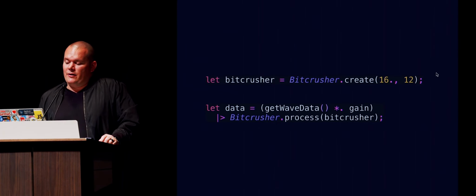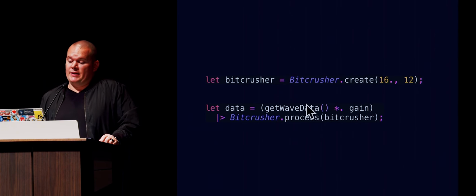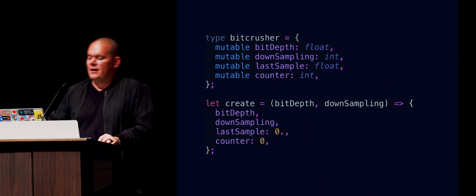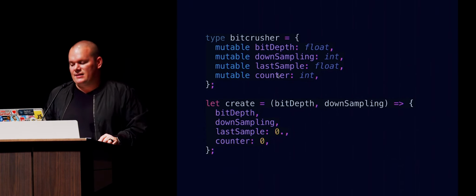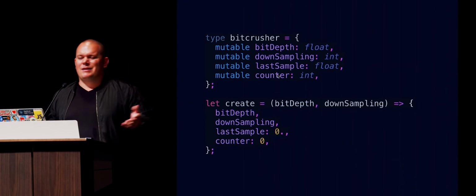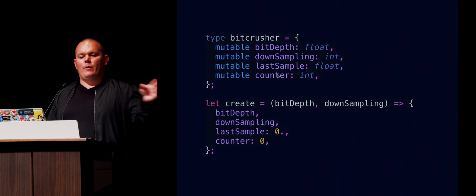Yeah, so here we can create this bit crusher. We get our data here, times it by the gain, and then what's really cool is you can just pipe it into this bit crush process method here. If we're going to create a bit crusher, we're going to get our bit depth, our downsampling, our last sample, and the counter, which is all the other stuff we're keeping track of, where we are.